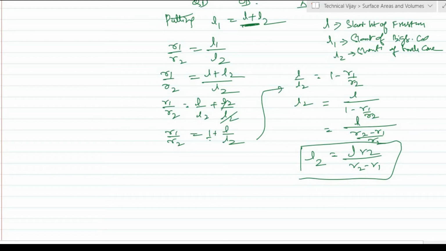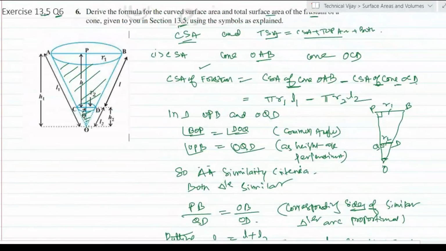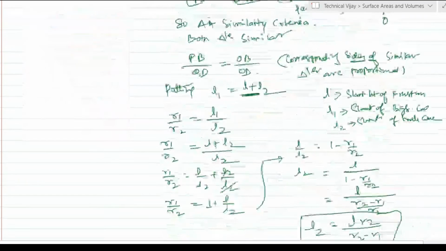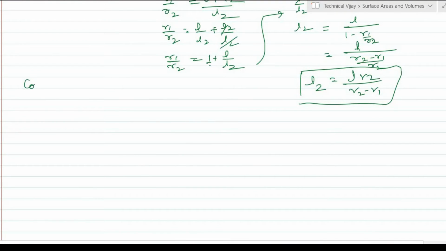So now from 1 what we have done, we know that here we have already derived pi R1 L1 minus pi R2 L2. So we will consider this one and make it equation 1. So consider equation 1. Here I will write: curved surface area of frustum is equal to pi R1 L1 minus pi R2 L2.